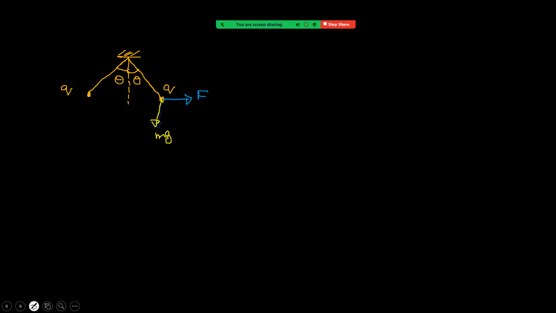And tension is now along the thread length, that is T. So what can we write here? If you focus along the vertical, T cos theta is balancing mg, and horizontally T sin theta is balancing the repulsive force. So from these two, what can we write?